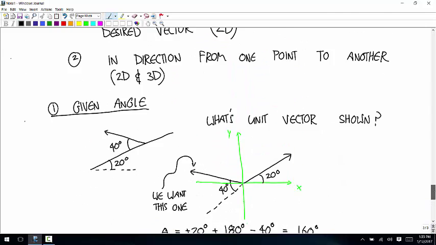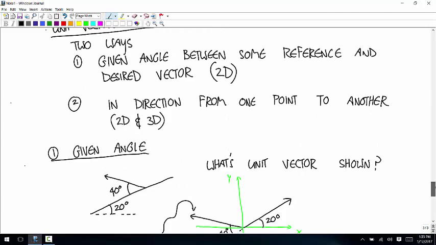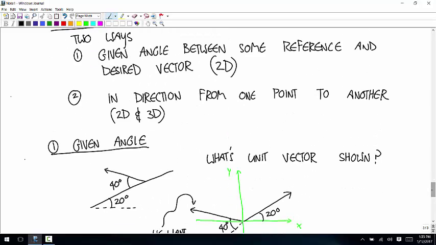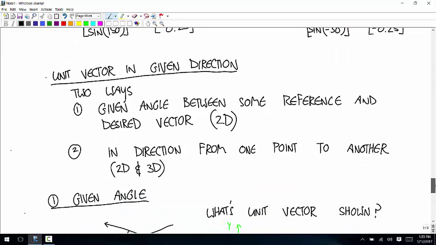Okay, so this was all along. Remember, here's where we are. I'm talking about calculating unit vectors. I said there's two ways to calculate unit vectors. One is if you're given an angle with a reference, and that's what we've been talking about. And the other way is if you want it in the direction from one point to another.